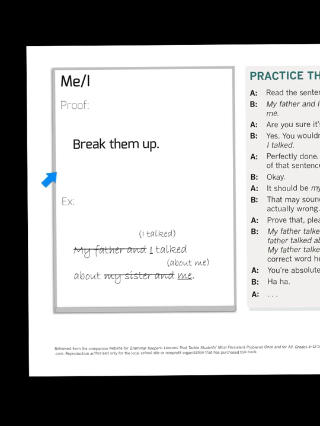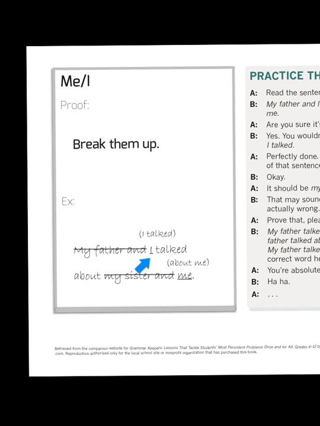So what our proof is for knowing whether to use me or I is just to break them up. I'm going to give you an example. And well, let me back up. Another way that we can say this is just to take out the other person. Whatever is occurring in the sentence, pretend like it's just happening just to you, and just take out the other person.